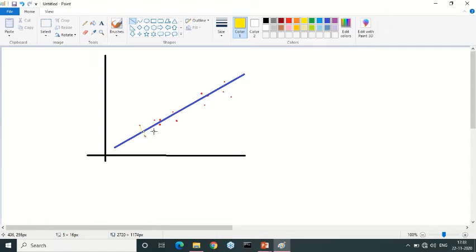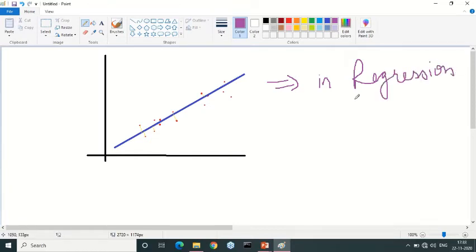Now if you look over here, some of the original values are less than the predicted values, and some are greater than the predicted values. Because of this, the error can be positive or negative. You might be thinking, sir, we are calculating the error, but what is the significance? In a regression model, our end goal is to reduce the error. The less error we have, the better accuracy we are getting.